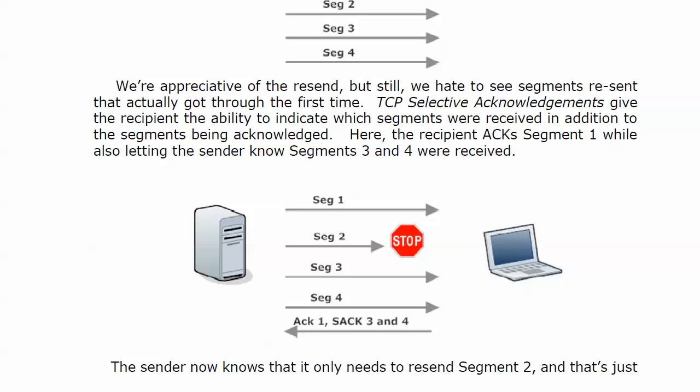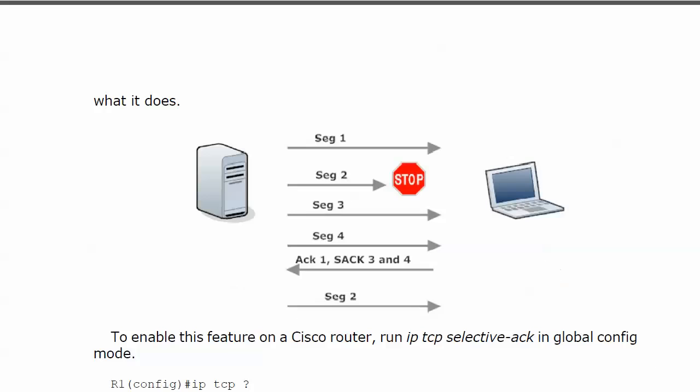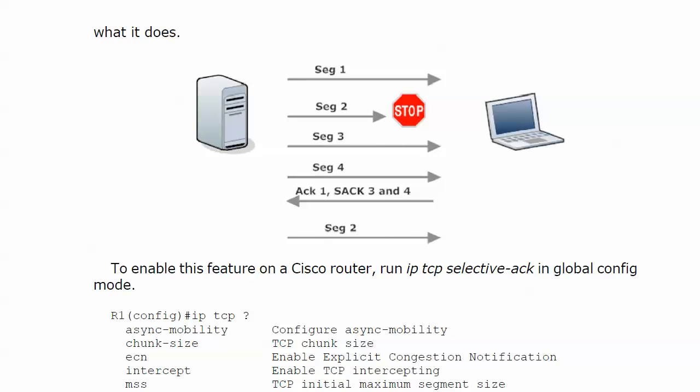Here, with TCP selective acknowledgements, the recipient is ACKing 1 and SACKing, as we call it, selectively acknowledging 3 and 4. Basically, that recipient is saying, I'm acknowledging 1 and I got these others, but they don't follow the numeric pattern, so it looks like we lost something there. The sender sees that and says, oh, okay, I just need to resend 1 segment. I need to resend segment 2, and that's exactly what happens here.